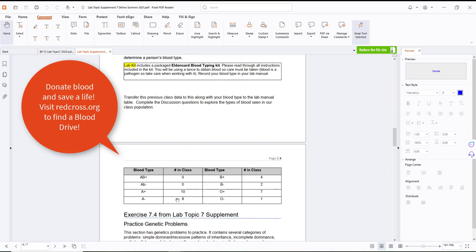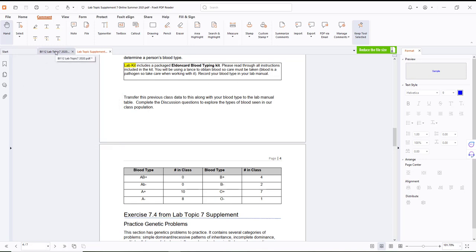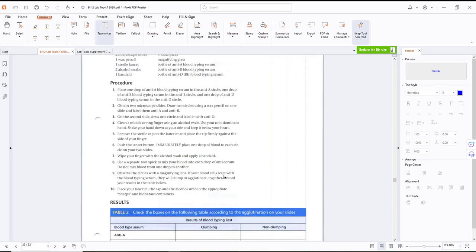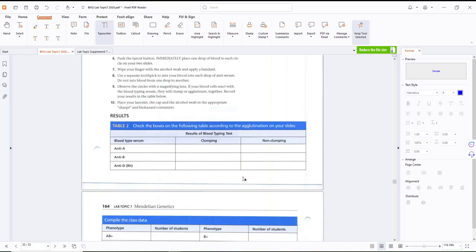So, and then you can kind of see what your blood type is if you haven't figured it out. So there you go. You're welcome to do that if you'd like. So this is where you record your information from the Eldon card.